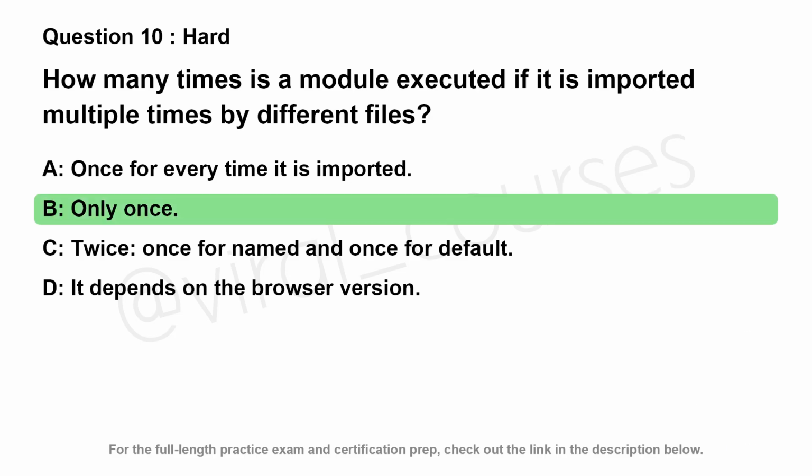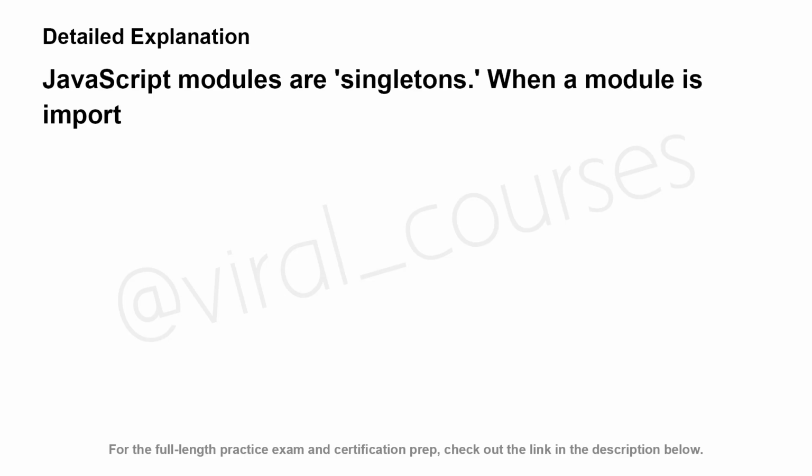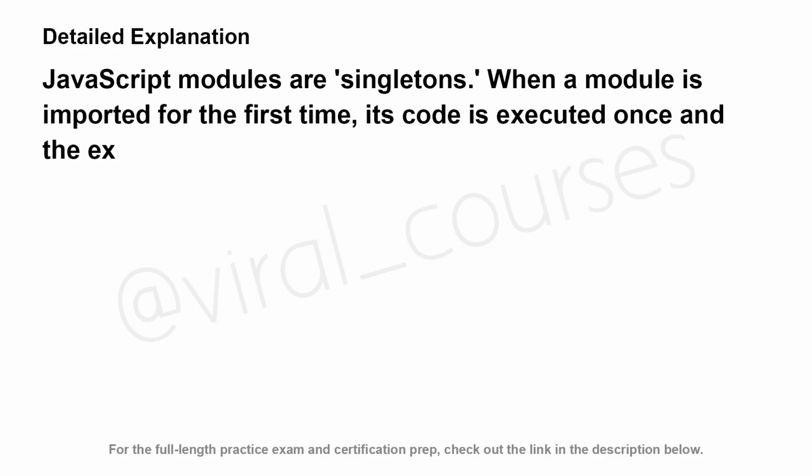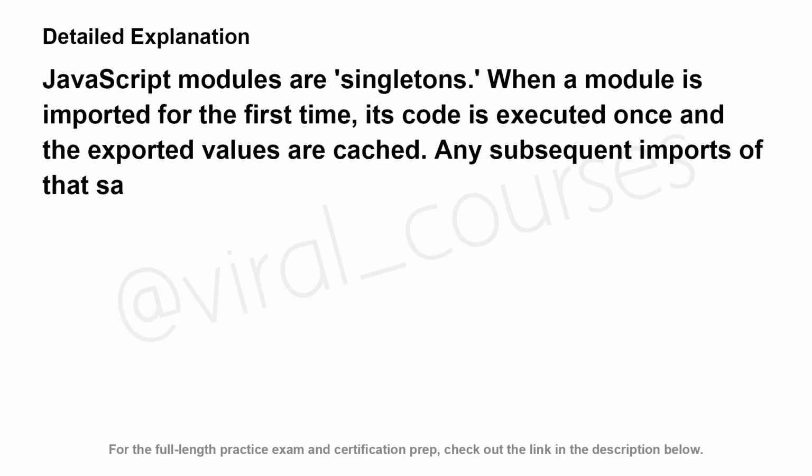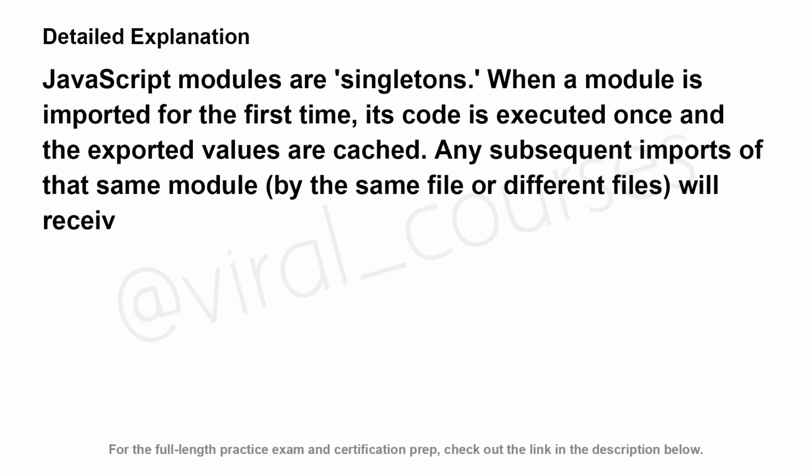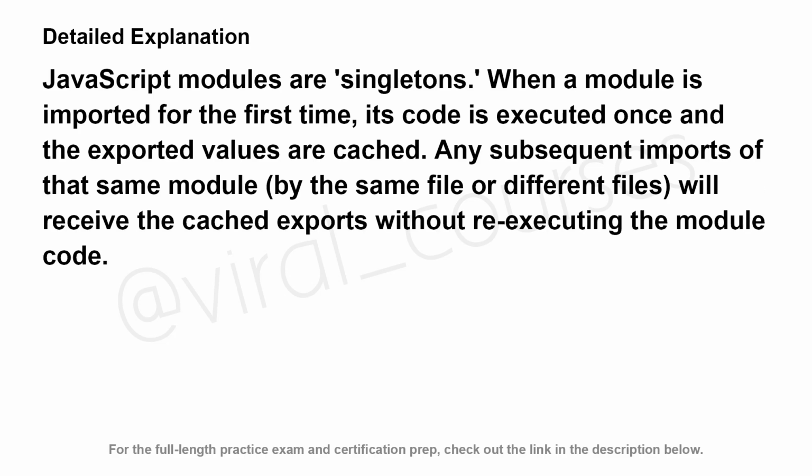The correct answer is B. JavaScript modules are singletons. When a module is imported for the first time, its code is executed once and the exported values are cached. Any subsequent imports of that same module, by the same file or different files, will receive the cached exports without re-executing the module code.